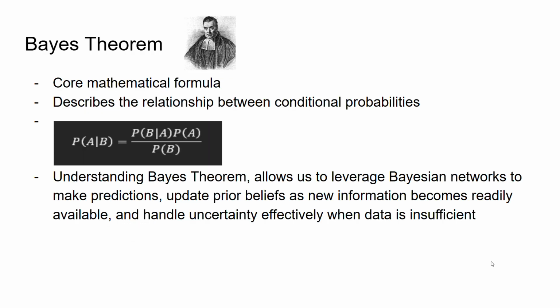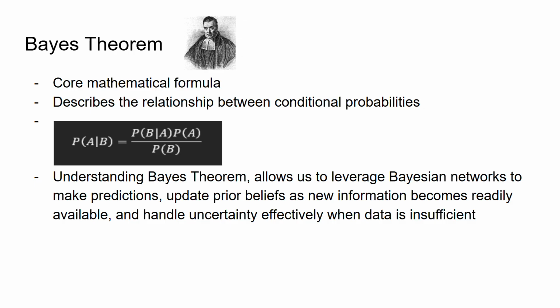At the core of Bayesian networks is Bayes' theorem, a mathematical framework that describes the relationship between conditional probabilities, allowing us to update our beliefs about an event based on new evidence and to revise probabilities based on this new information. The theorem is stated as follows.